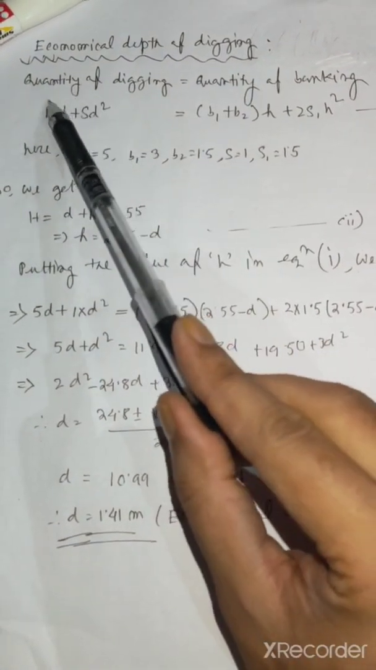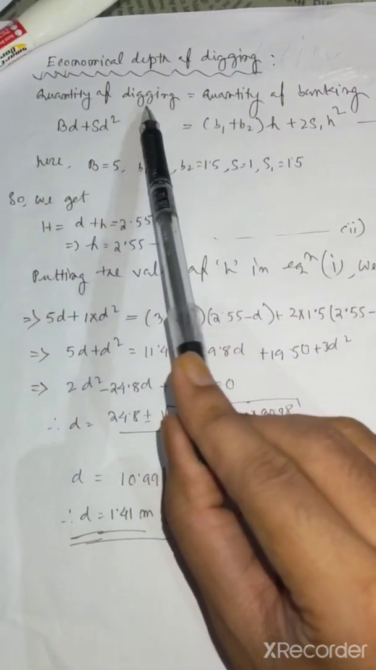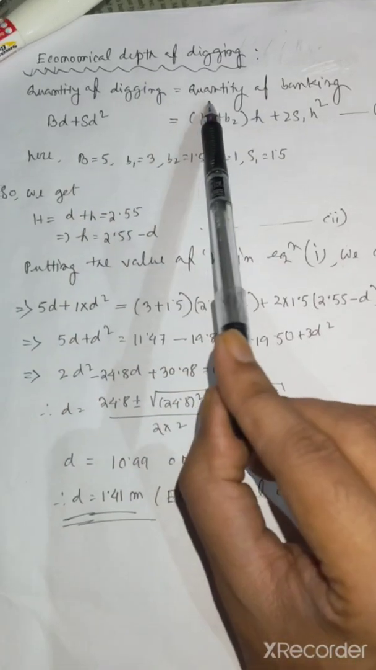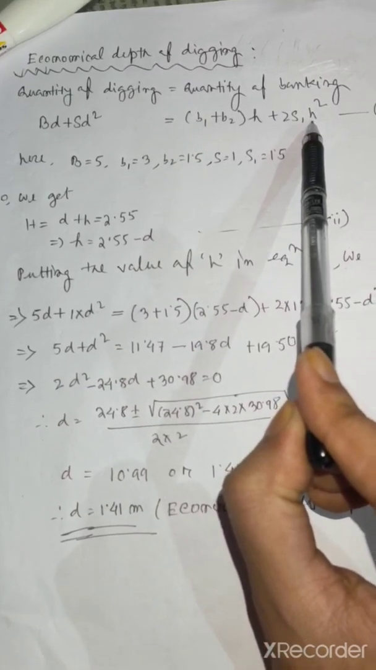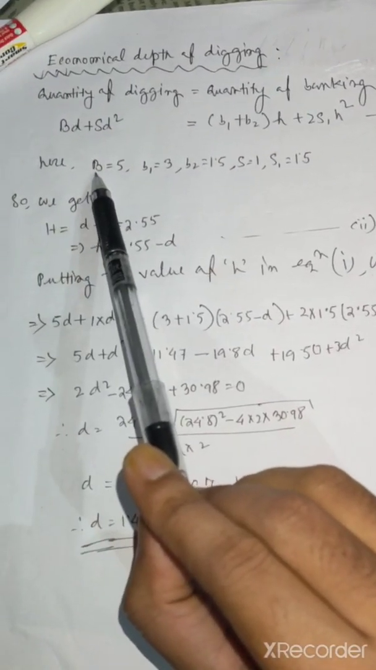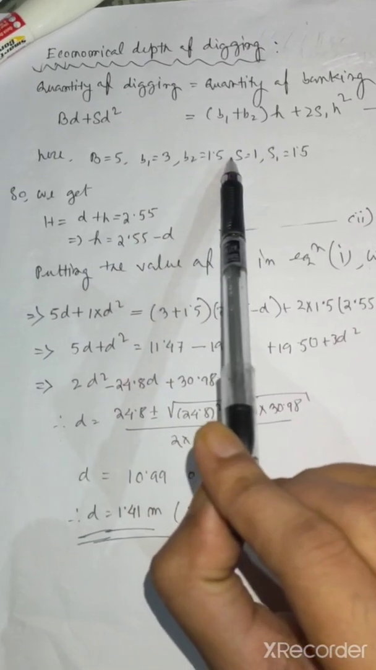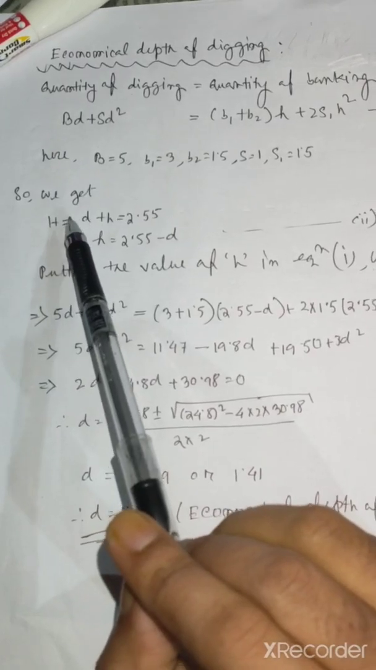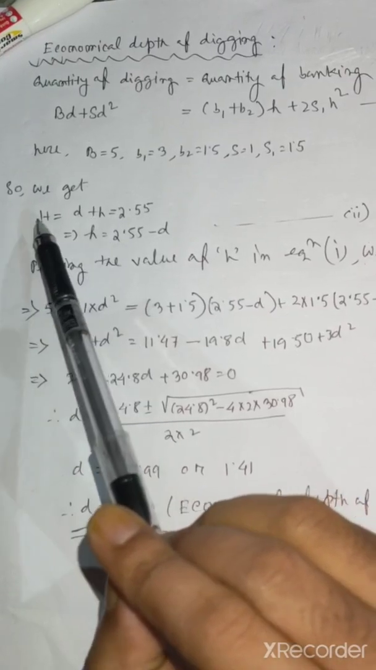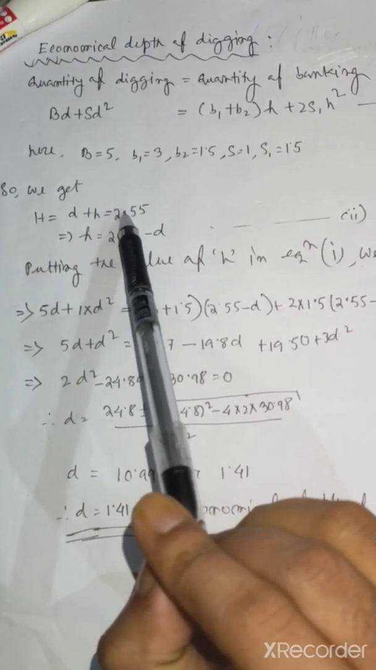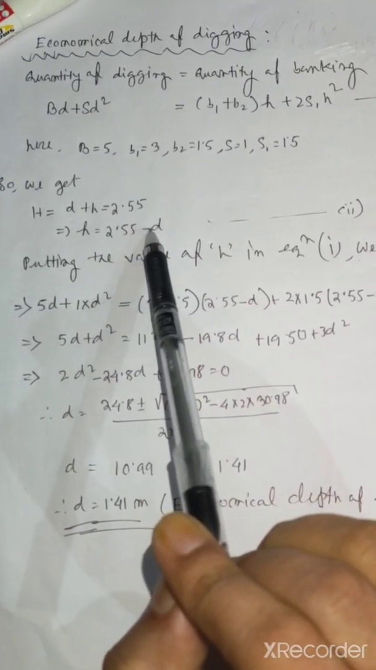Okay. Now let us come to the calculation of economical depth of digging. Now for economical depth of digging, quantity of digging has to be equal to quantity of banking. Now we know the expression to find out the quantity of digging. It is BD plus SD square, and quantity of banking is B1 plus B2 into small h plus twice S1 h square. And we have all these values, capital V value is given, B1, B2, S1, we know all these values. And we also know that small d plus h is equal to capital H, which is given in the question as 2.55. So h is equal to 2.55 minus d.